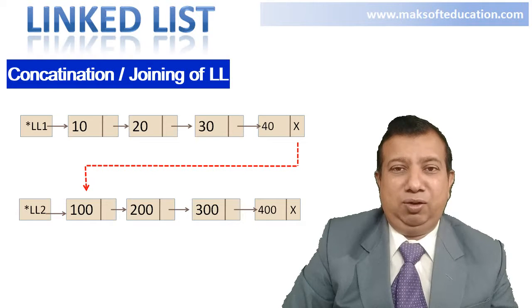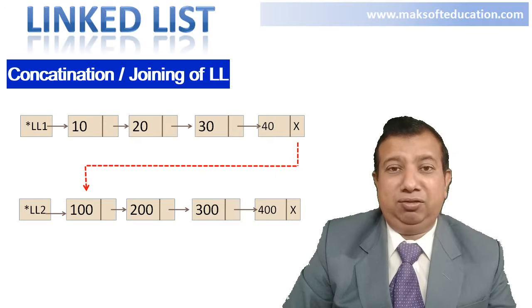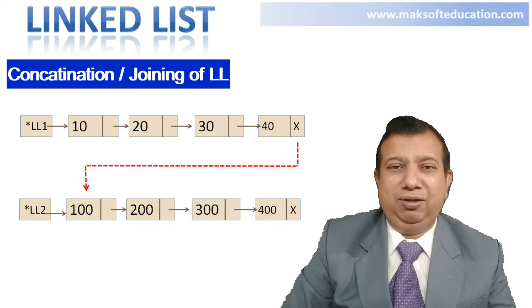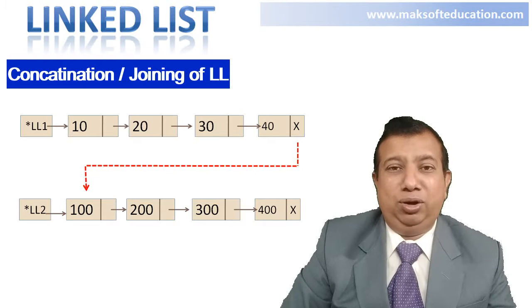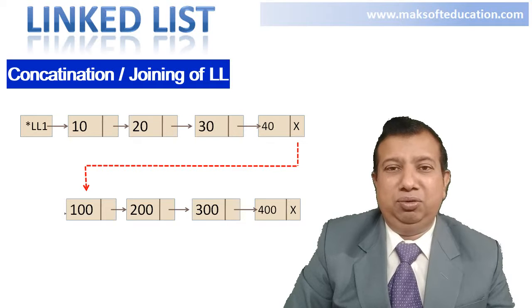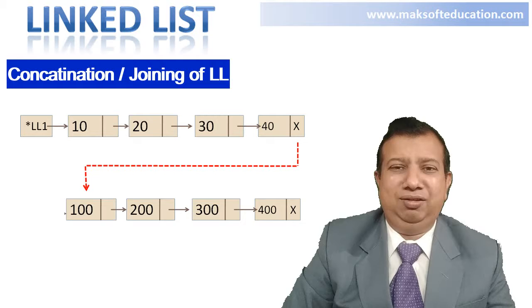By using this technique, what you are doing is giving the address of the next linked list in the last node of the first linked list, and then you can delete the pointer for linked list 2 and you will get one linked list, LL1, only. So this is concatenation of linked list.